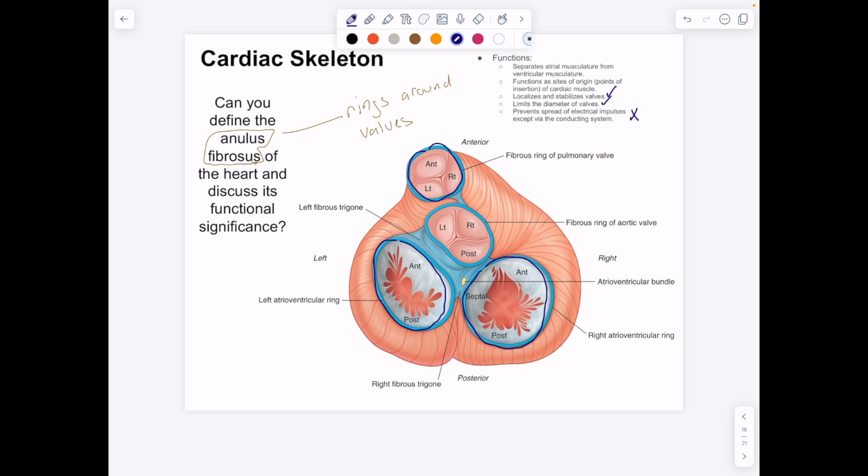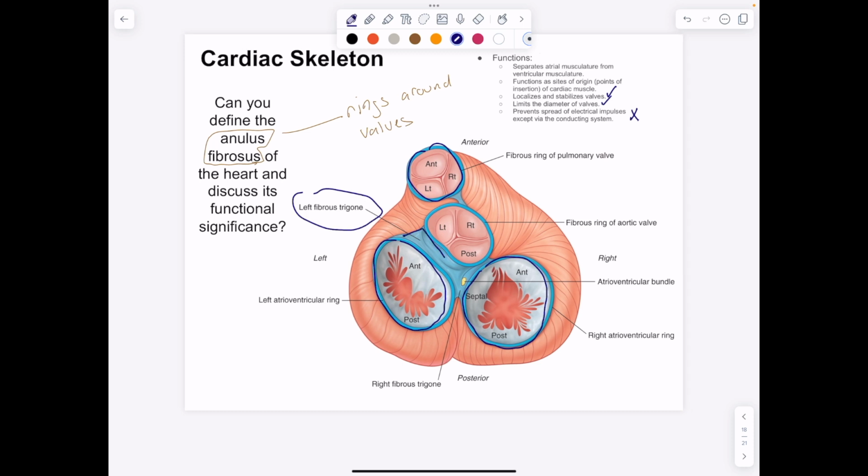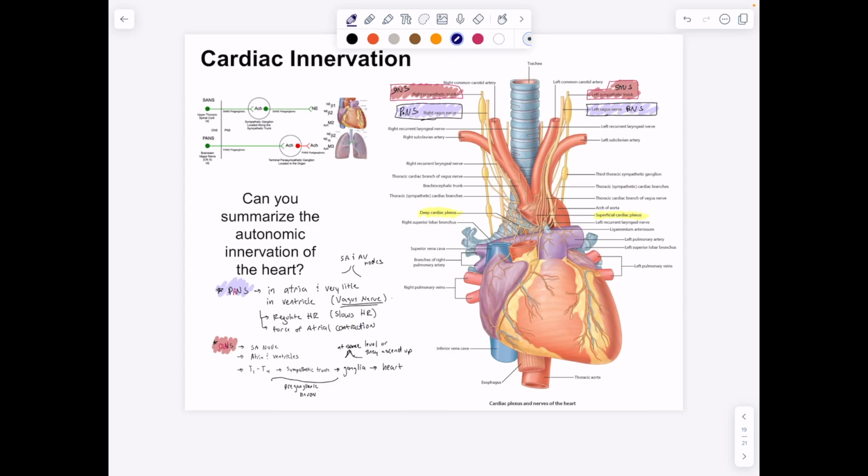The SA to AV to bundle of His, the branches to Purkinje fibers, the ventricles. We also have the trigones, which are these triangular bits between the rings. And I don't think it's written here, but we do have the septum membranaceum. I can't pronounce it, but a part of the cardiac skeleton goes into the intraventricular wall, the wall between the two ventricles, to anchor the skeleton in place.